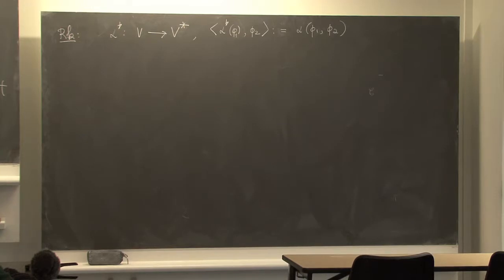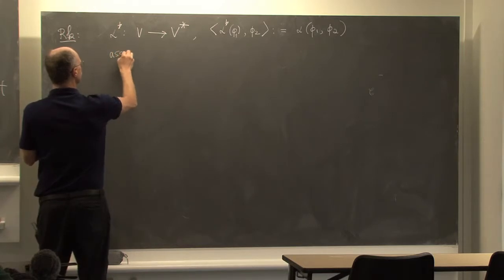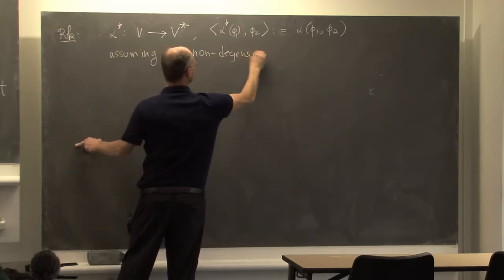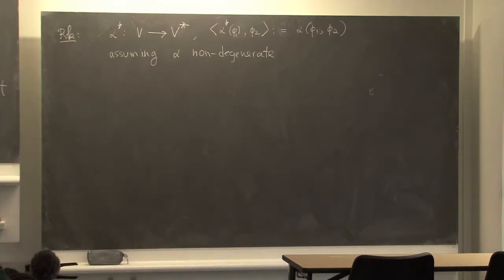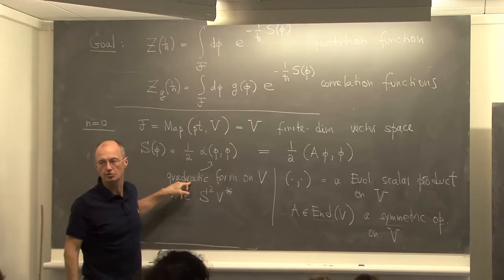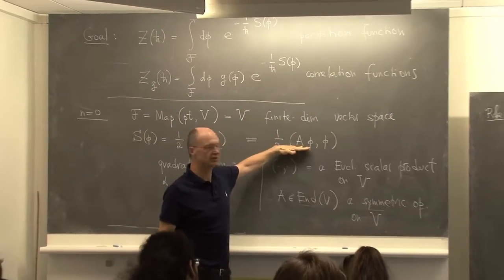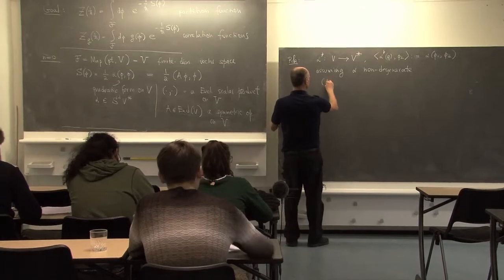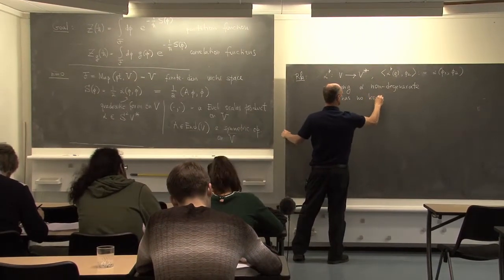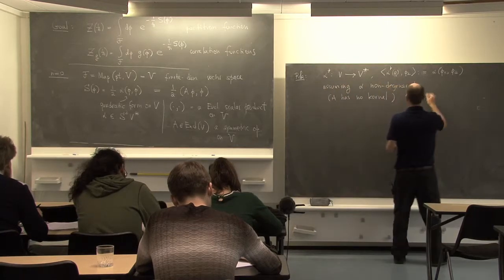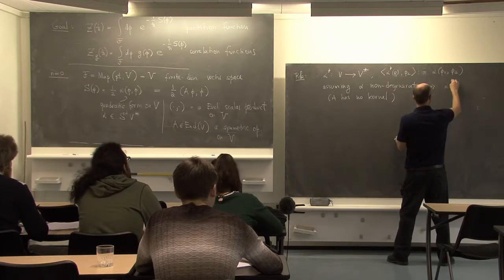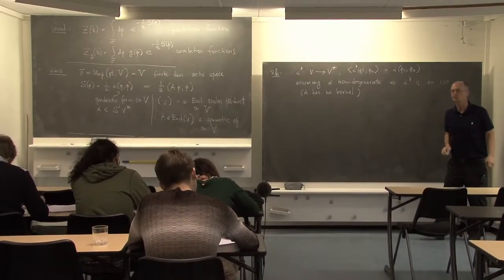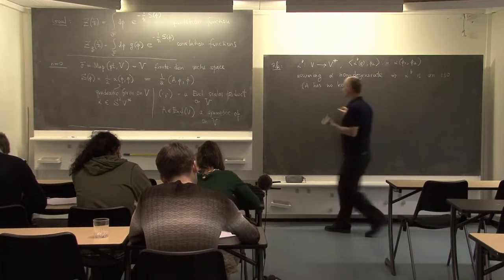So let's assume that alpha is a non-degenerate quadratic form, meaning that it has no kernel. This would also mean that here A is a non-singular operator, so it has no kernel. So then this map alpha flat is an isomorphism between V and V star, and it admits an inverse.